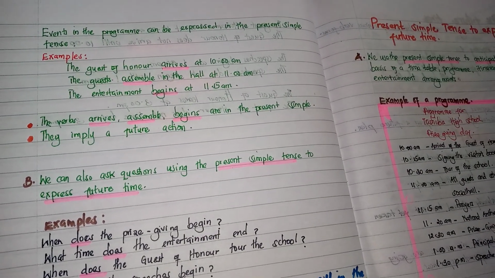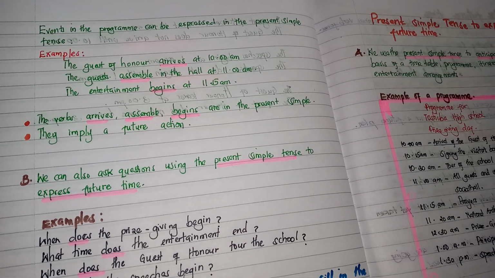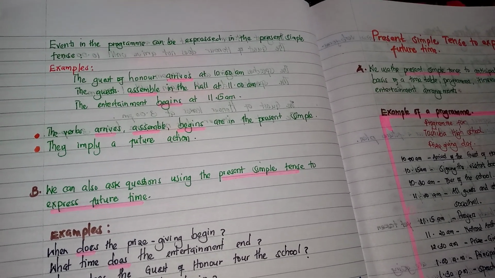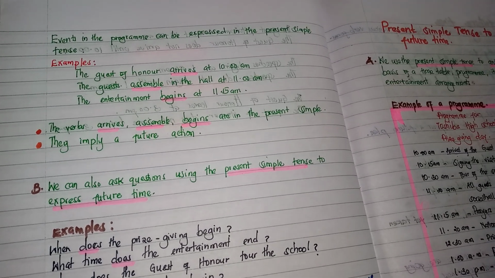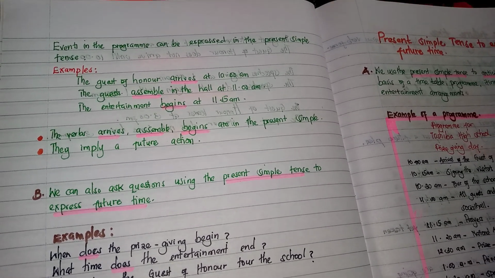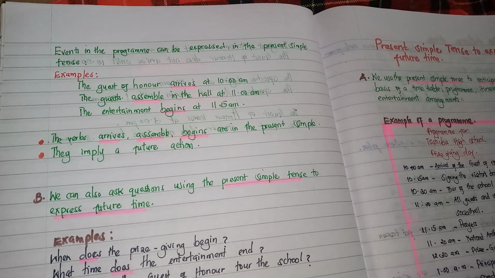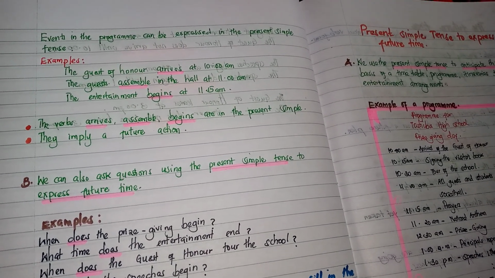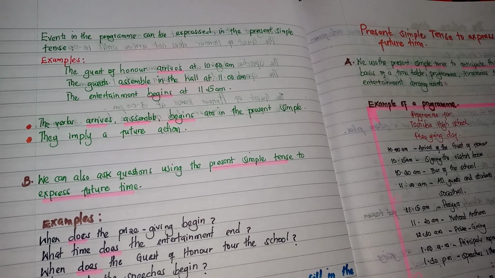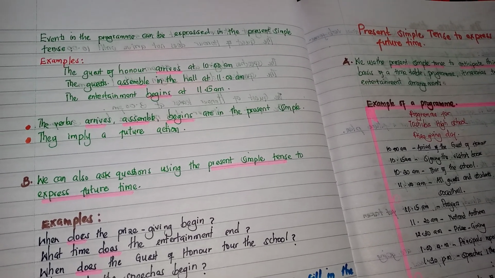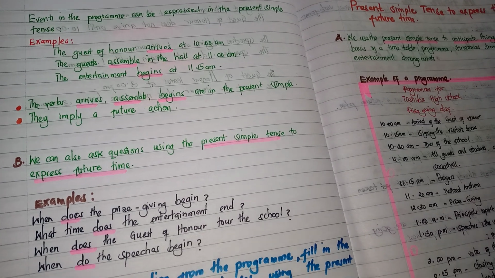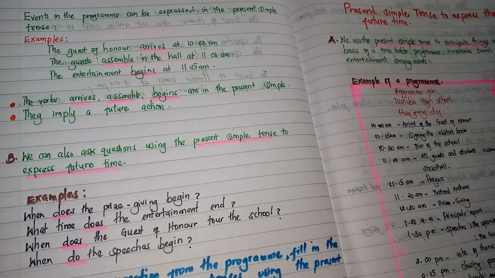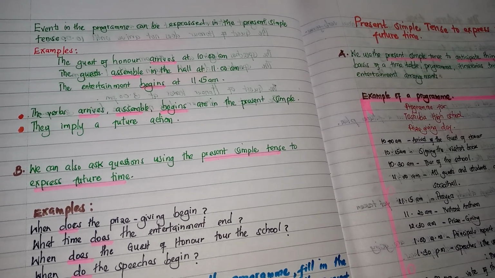Now we have said that those verbs, arrives, assemble, begins, starts, leaves, are in the present simple tense, and in this case they have been used to imply a future action. And B, we can also ask questions using the present simple tense to express future times. We link again to the program. When does prize giving begin?